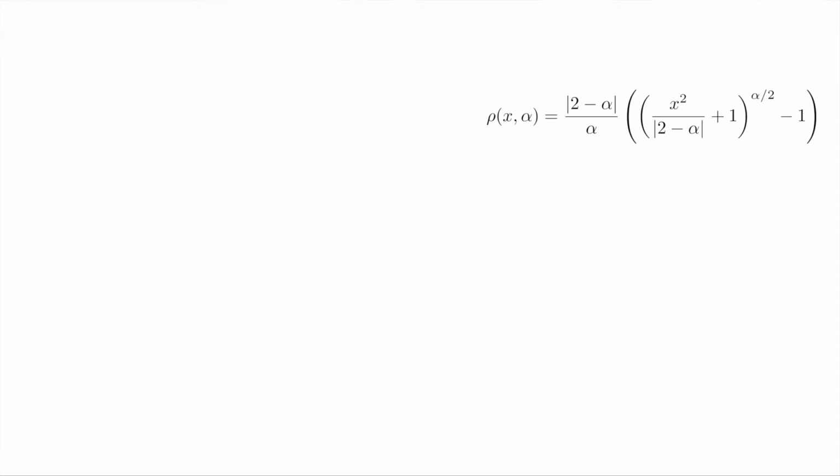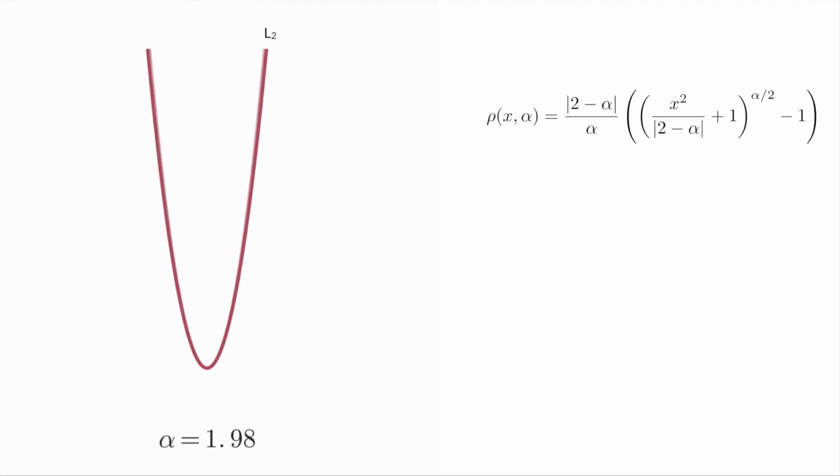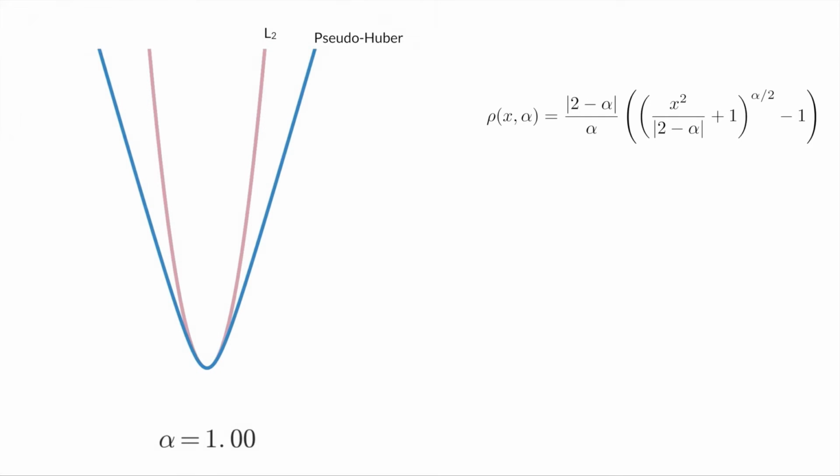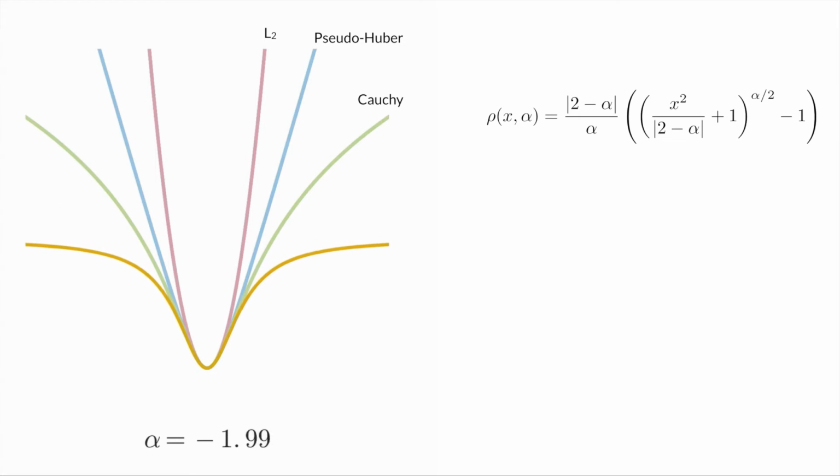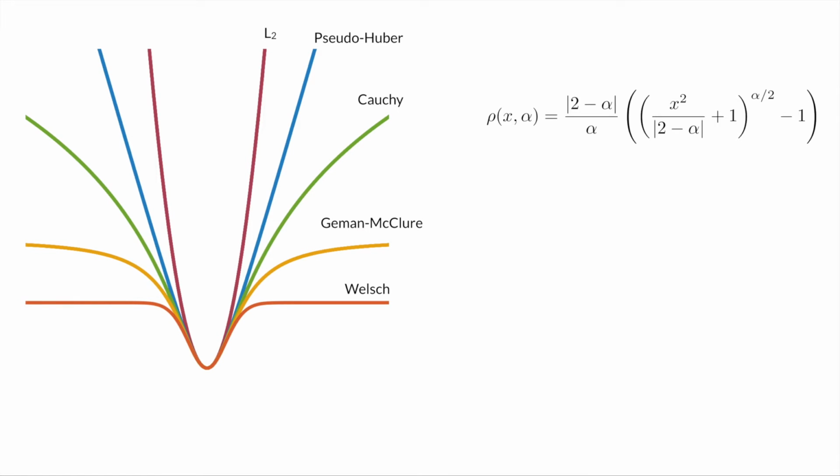It turns out, though, that all of those losses are members of a general family of robust losses, shown here. This family has a shape parameter that we'll call alpha. When alpha is 2, you get L2 loss. When alpha is 1, you get pseudo-Huber loss. When it's 0, you get Cauchy loss. When it's -2, you get Geman-McClure loss. And when it's -infinity, you get Welsch loss.